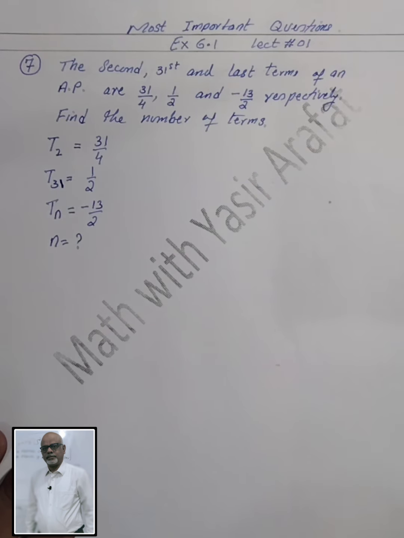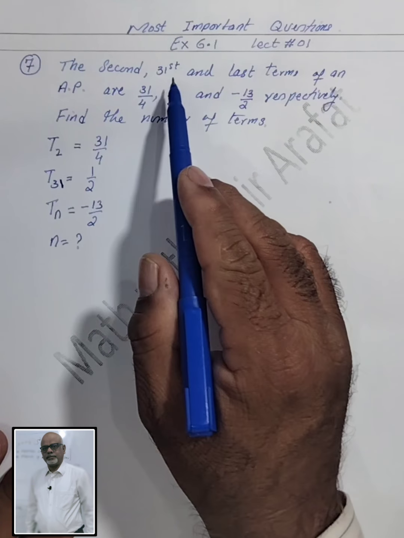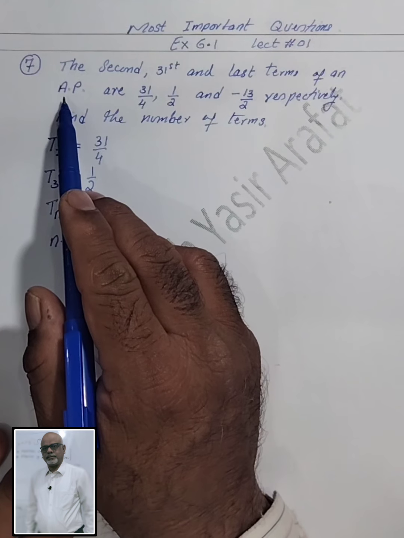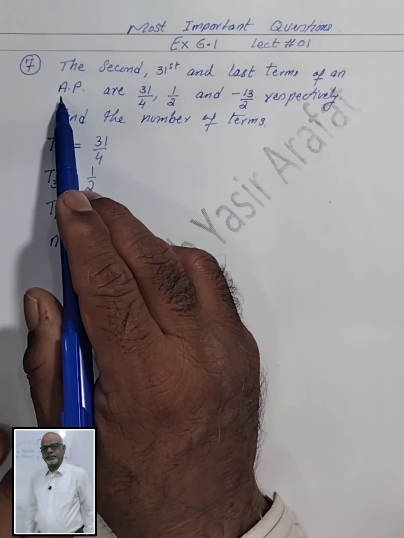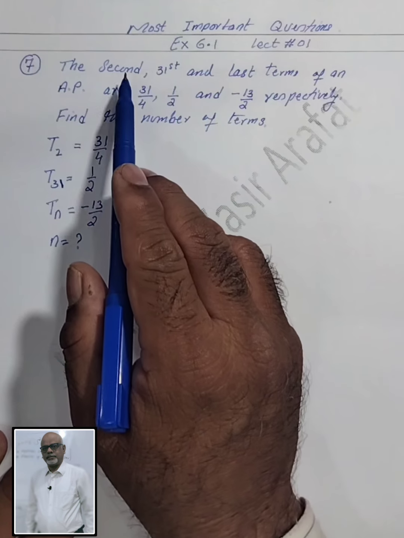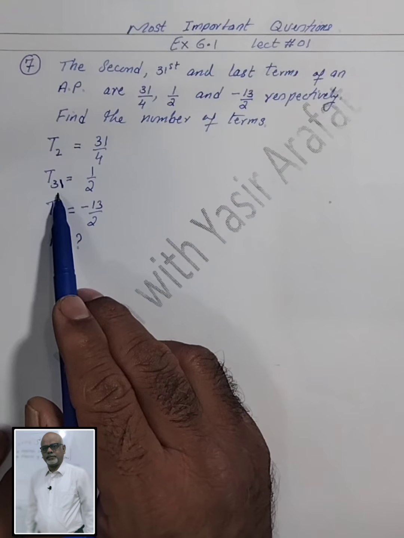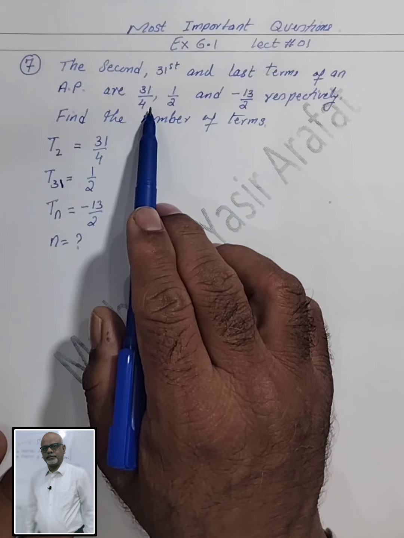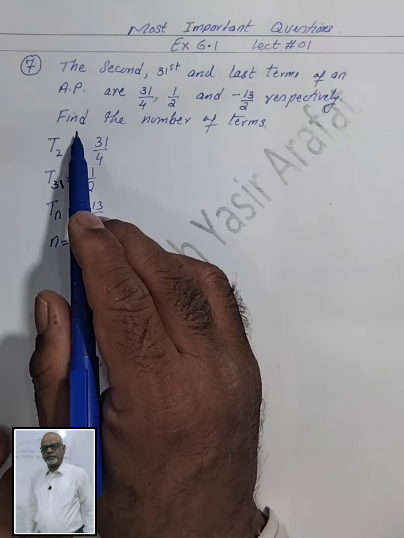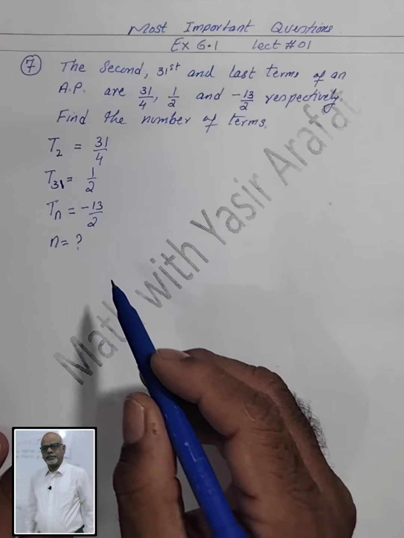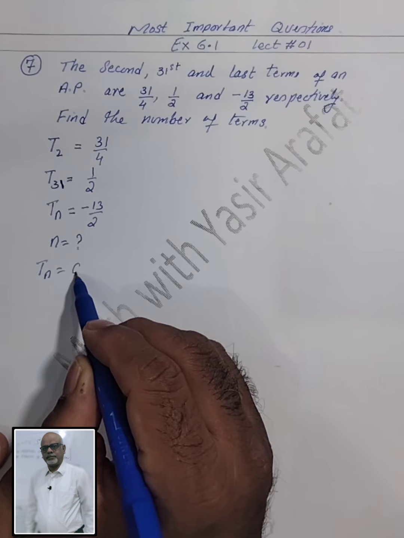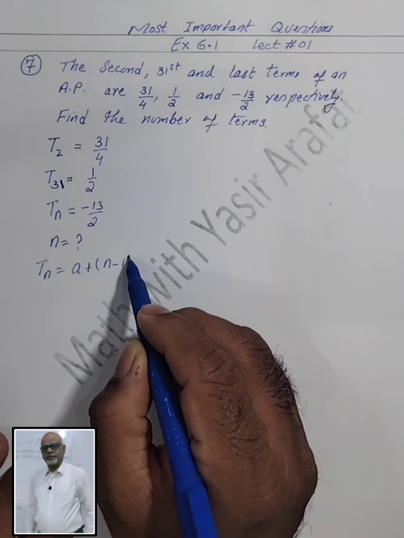Now come to the question again here. The second, 31st and the last term of an AP stands for Arithmetic Progression. We have discussed some details in the previous question. AP, Arithmetic Progression, are this and this respectively. Find the number of terms here. Second term means T2, 31st term means T31, and the last term means Tn are respectively given 31 upon 4, 1 upon 2 and minus 13 upon 2. Question says find the number of terms, that means we have to find out n here. So here we have a formula, Tn is equals to A plus n minus 1 into D.